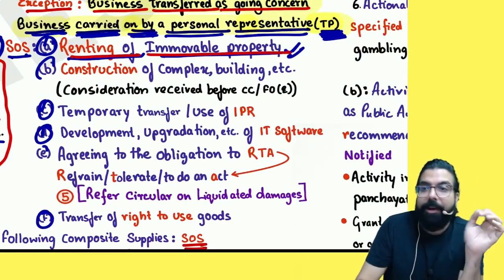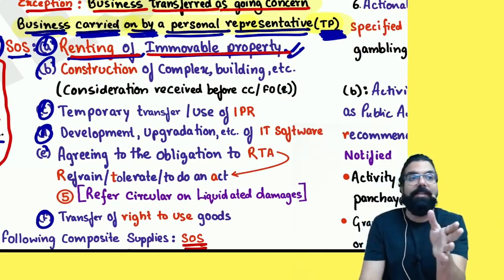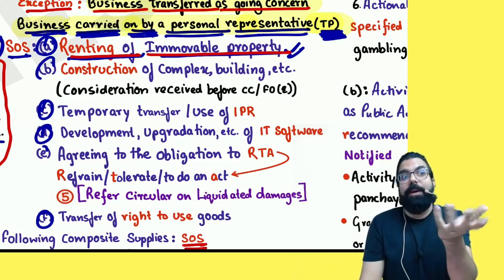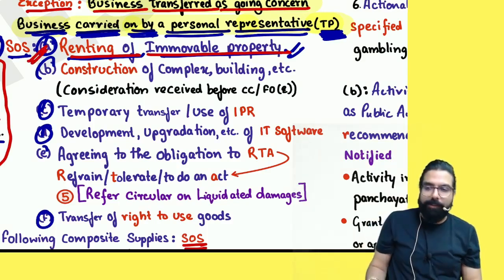Renting of immovable property is always a supply of service. Baba, all immovable properties are goods or service? And renting of immovable property is also a supply of service. Is my first paragraph clear to all of you? Next. Second.